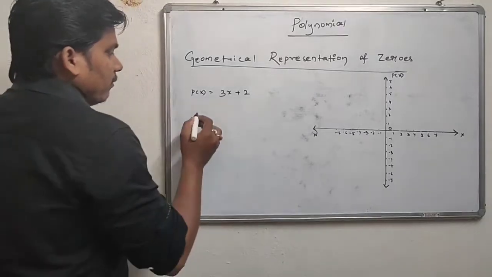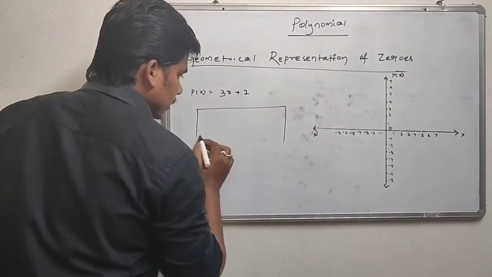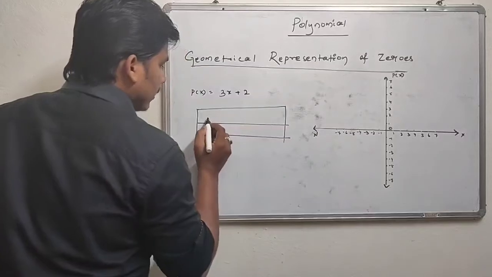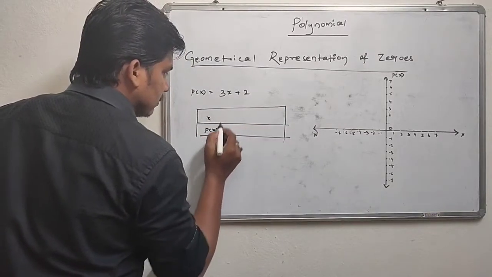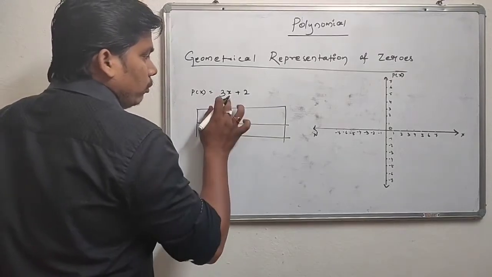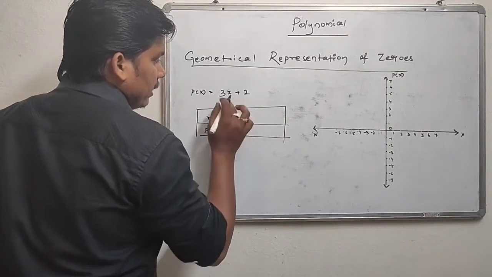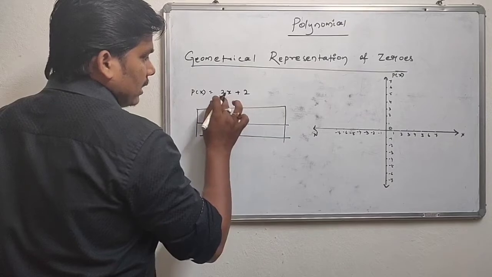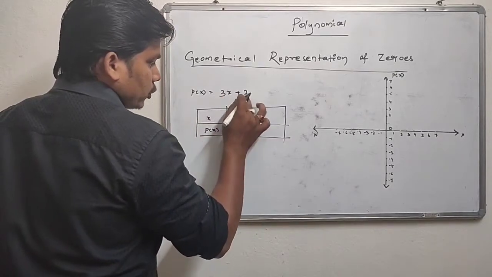Just see, this is a table in which I will take x and p(x). If I take x as minus 1 and put it in the polynomial, 3 into minus 1 is minus 3, plus 2 is minus 1.